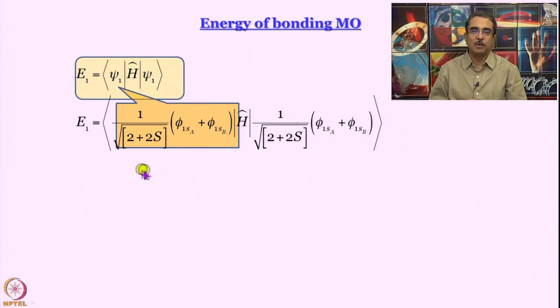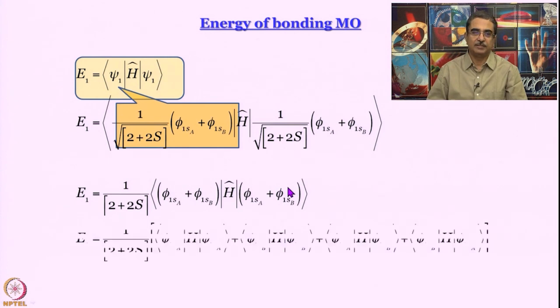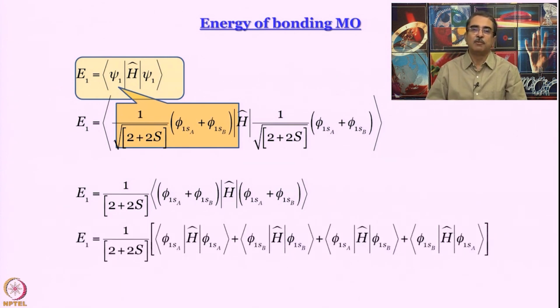We have replaced psi 1 by 1 by root over 2 plus 2S multiplied by 1sA plus 1sB in the bra vector as well as the ket vector. Of course, I can take the constants out and I will get 1 by 2 plus 2S outside. Inside we have this wave function, h hat, wave function integrated over all space. Expand it, you are going to get 4 terms: integral phi 1sA h hat phi 1sA plus phi 1sB h hat phi 1sB plus phi 1sA h hat phi 1sB plus phi 1sB h hat phi 1sA.